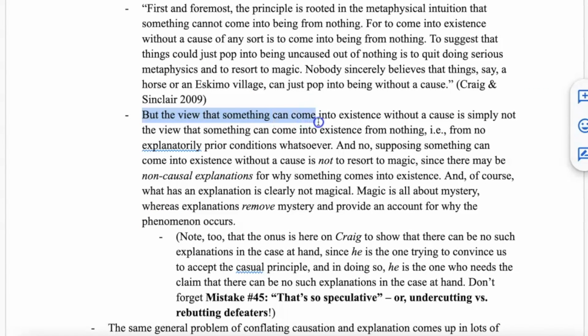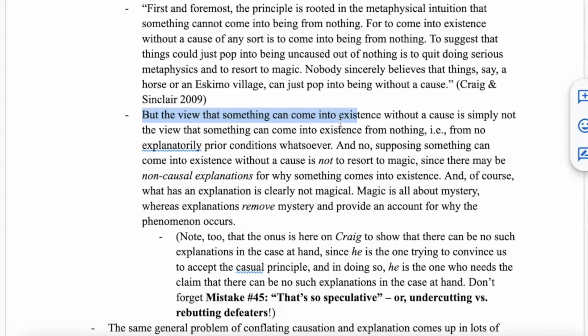But the view that something can come into existence without a cause is simply not the view that something can come into existence from nothing, that is, from no explanatorily prior conditions whatsoever. And no, supposing something can come into existence without a cause is not to resort to magic, since there may be non-causal explanations for why something comes into existence. And of course, what has an explanation is clearly not like magical in the sense that Craig is trying to bring out, right? Magic is all about mystery, whereas explanations remove mystery and provide an account for why the phenomenon in question occurs.